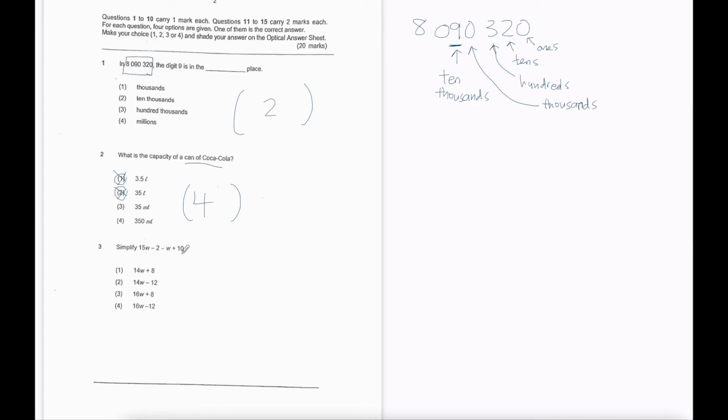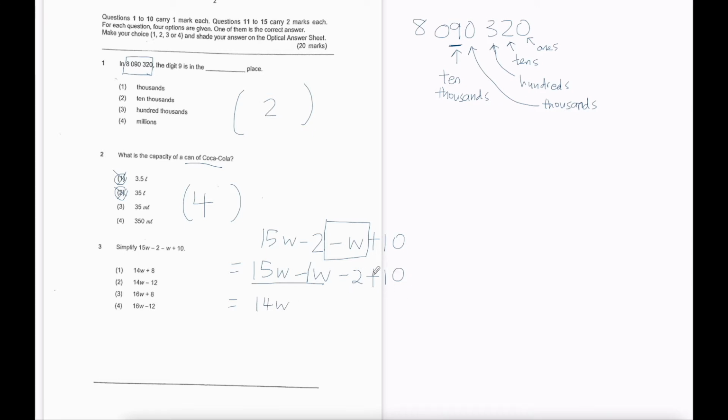So let's move on. Simplify 15W minus 2 minus W plus 10. So 15W minus 2 minus W plus 10 equals to, I'm going to group all my algebra together. So when I group, I got to take the sign with it. So 15W starts first and it is minus W. So I'll copy whatever is left, I have minus 2 plus 10. So 15W minus W is, there's an imaginary 1 here. So 15 minus 1 is 14W.